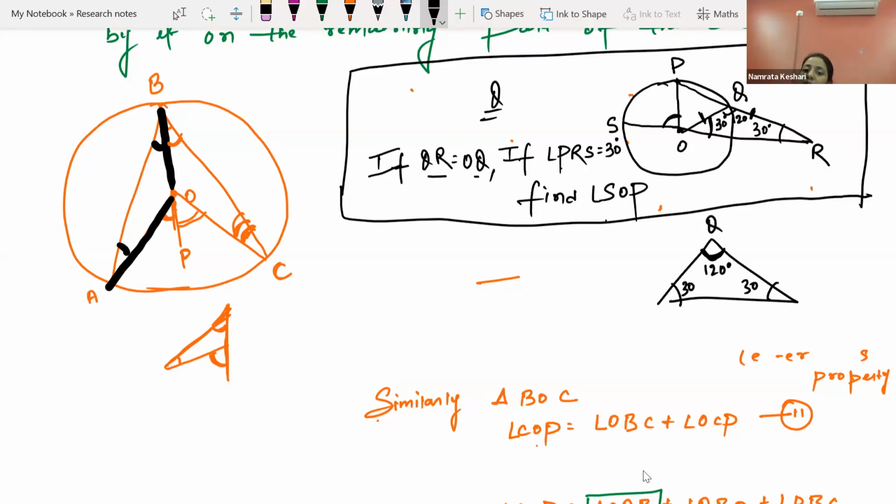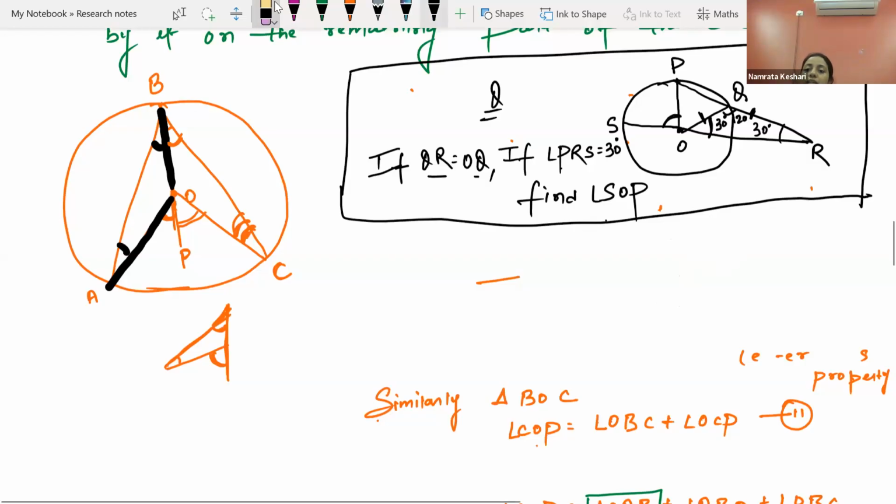Then the remaining part of Q here will be 180 minus 120 because basically it is a straight line. The below one doesn't look like a straight line, but in the actual figure you can see PQR is a straight line. That's why the remaining angle over here will be 180 minus 120, that is 60.